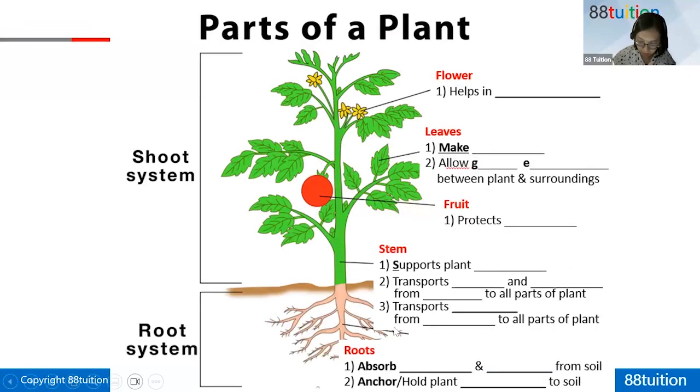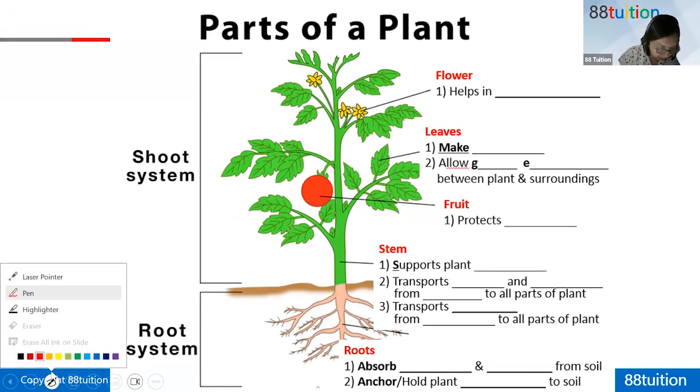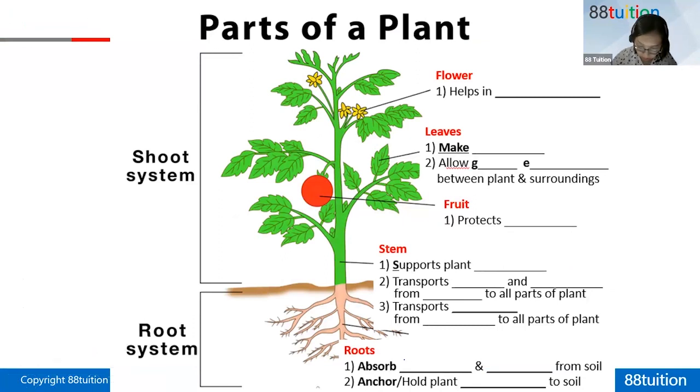Okay, so most of you got it right. It's absorb water. Okay, water and minerals. All right, can everybody type into the chat the next blank, please? Roots has a second function. Roots hold the plant what? Okay, good, Kaihan. The rest of you?